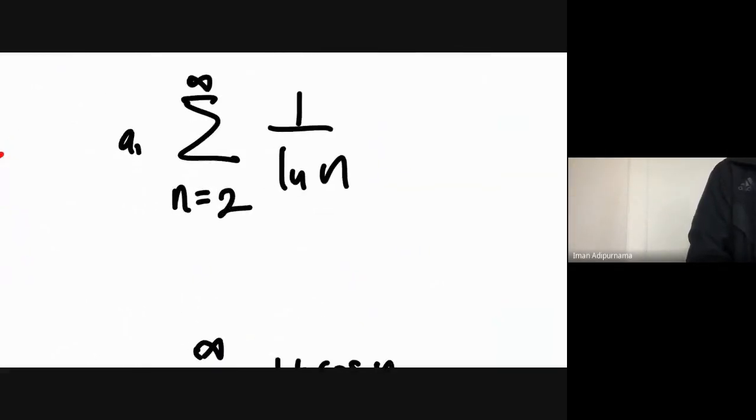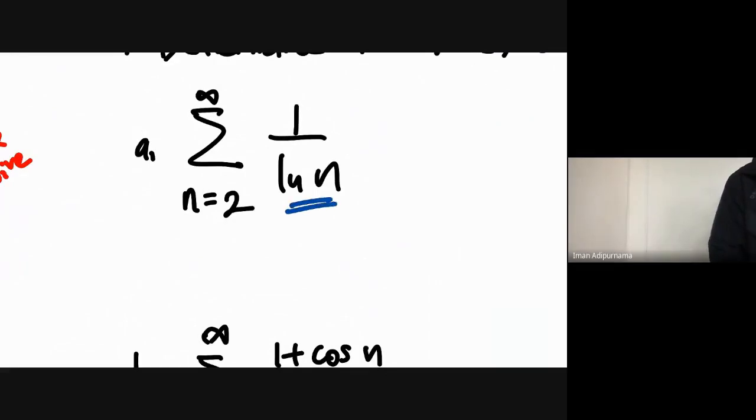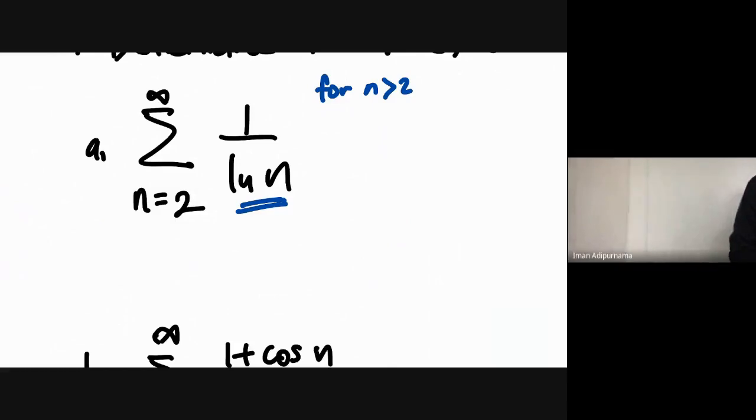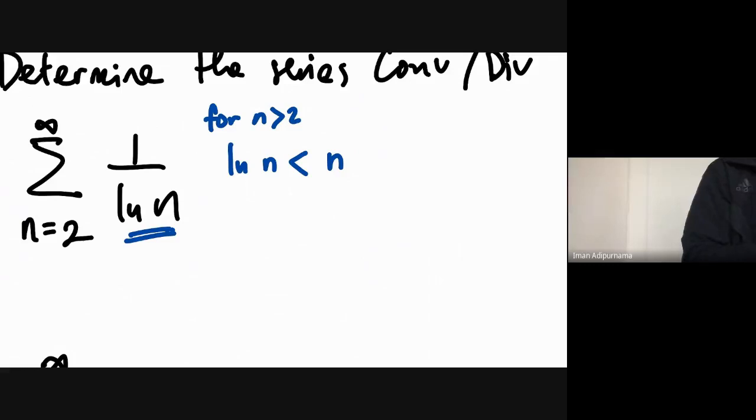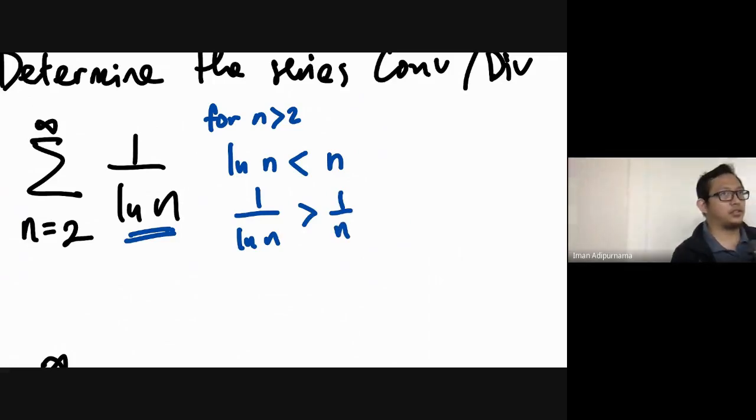Okay, so look at the series ln n. If it starts with 1, it will be problematic, right? So we start from 2, then it makes much more sense. So for n greater than 2, every n greater than 2, the value of ln n will be less than n itself, right? So the value of 1 over ln n is greater than 1 over n. Okay?